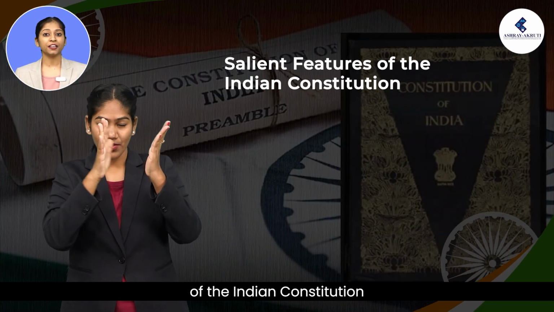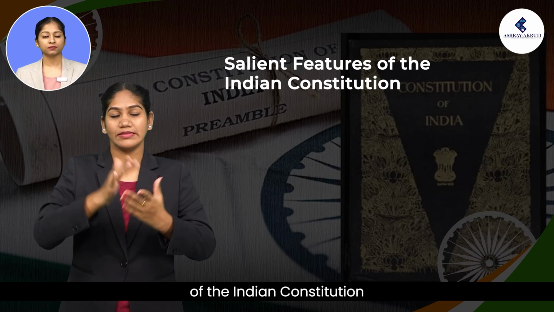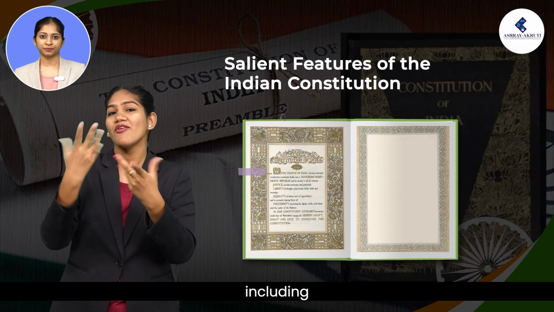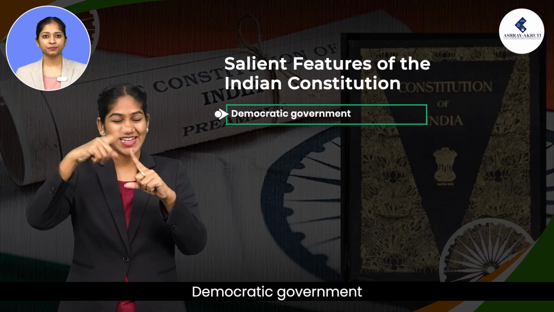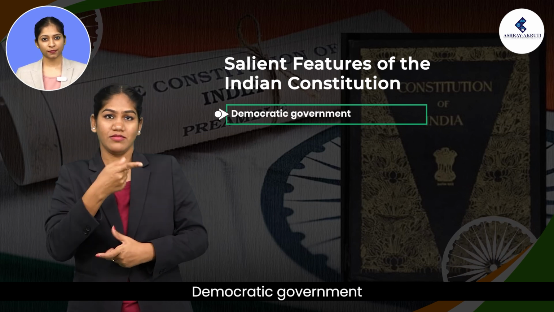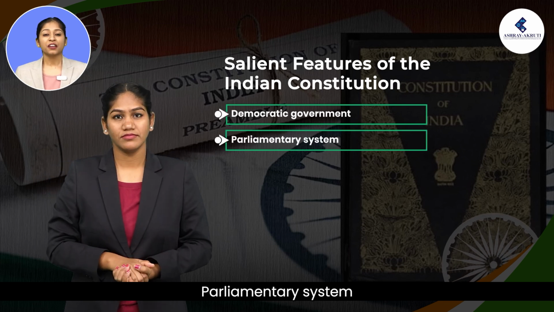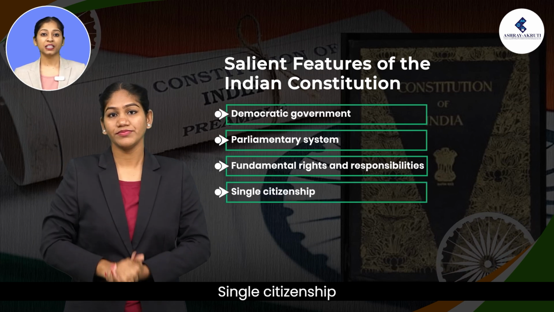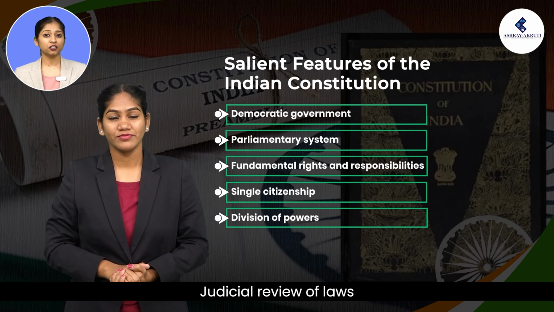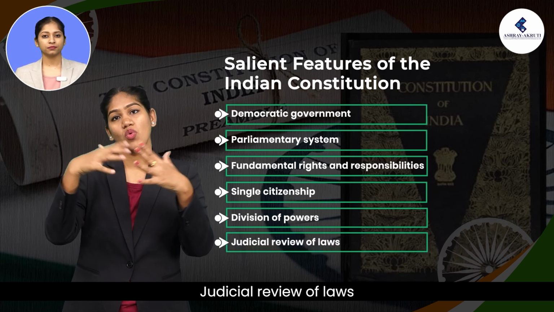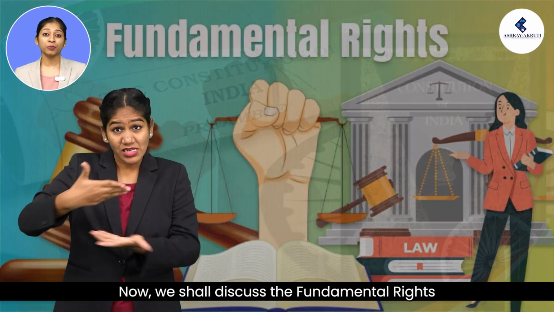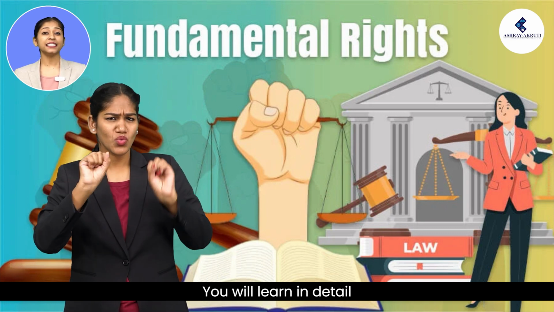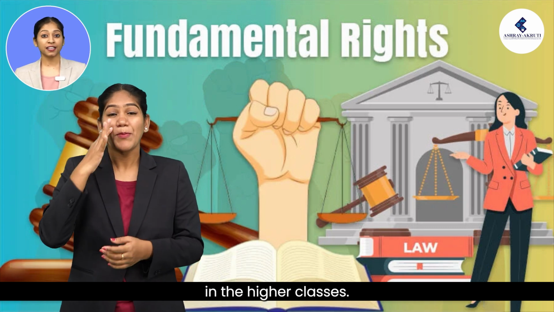Let's see salient features of the Indian Constitution. The Indian Constitution has several important features, including democratic government, parliamentary system, fundamental rights and responsibilities, single citizenship, division of powers, judicial review of laws. Now, we shall discuss the fundamental rights and fundamental duties. You will learn in detail about the remaining features in the higher classes.